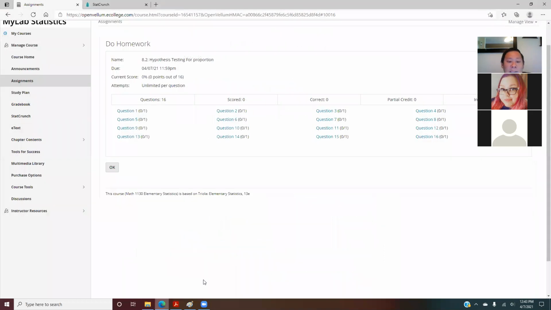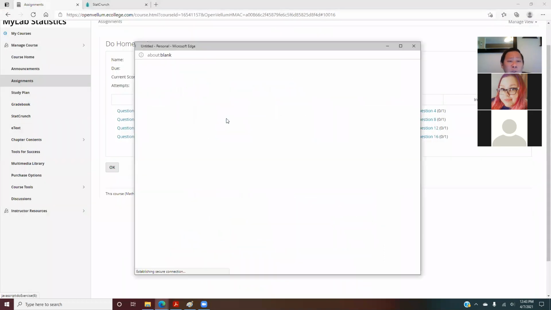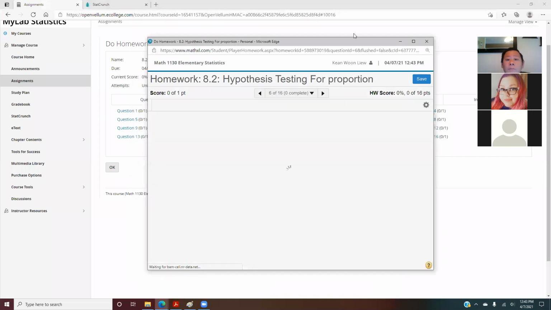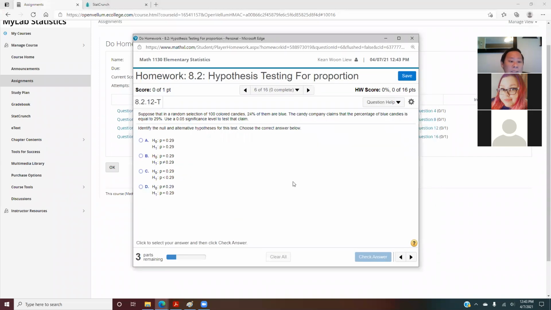We will look at question 6 here on 8.2. It says to suppose that in a random selection of 100 colored candies, 24% of them are blue. It claims that the percentage of blue candies is equal to 29%. Now, the one that I'm highlighting is the claim statement. That statement is very important. You need this claim statement when you do your hypothesis here.